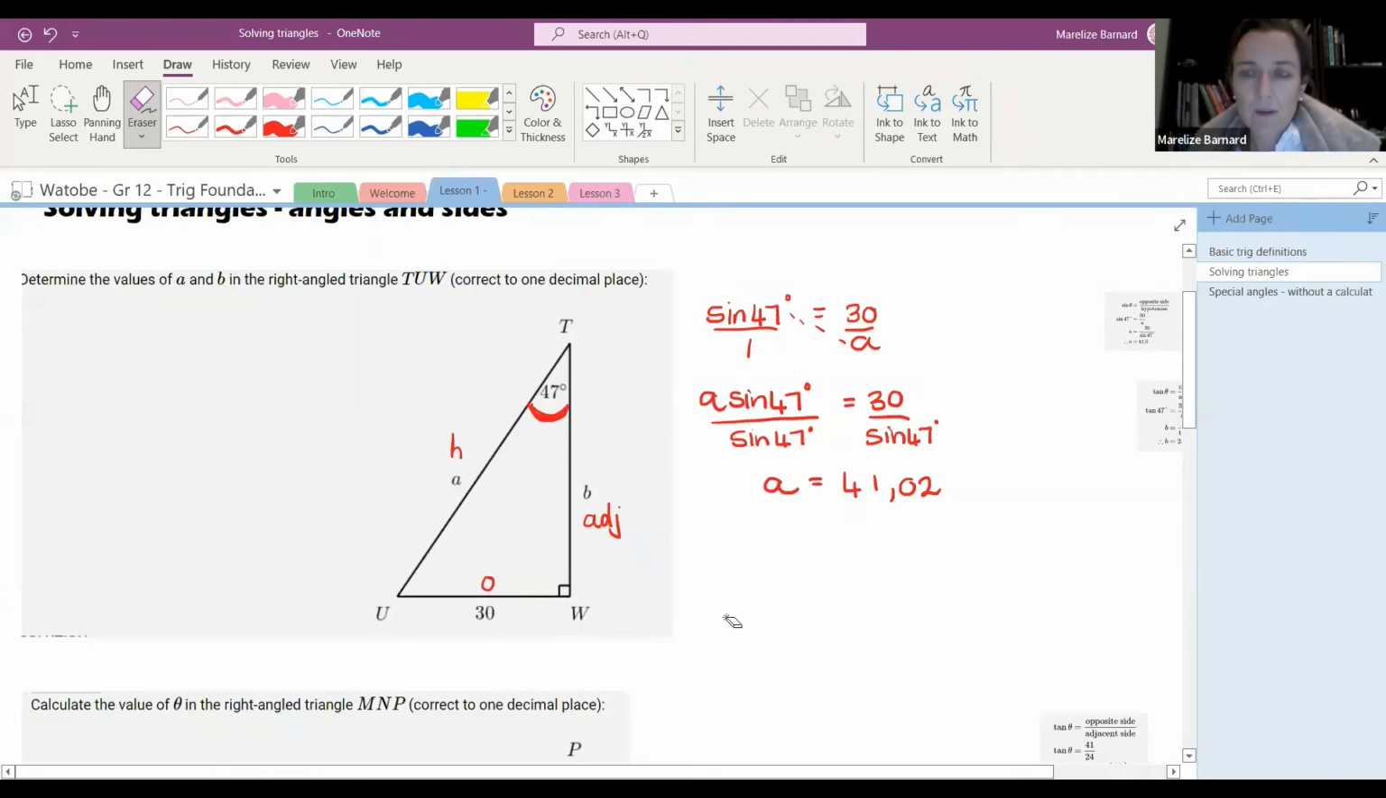Ma'am, it says correct to 1 decimal place, so isn't it 41? Oh, sorry. Yeah, you're right. Thank you. Let me correct that. Okay, awesome.